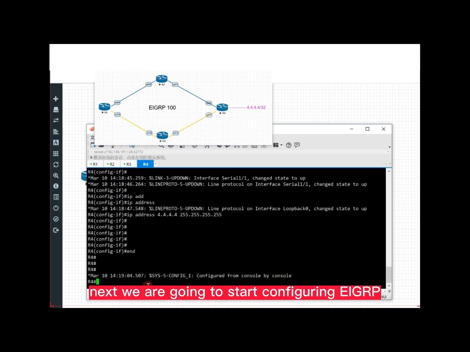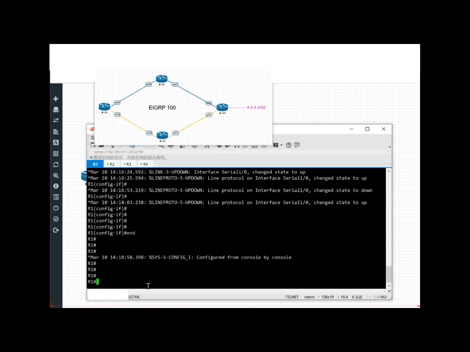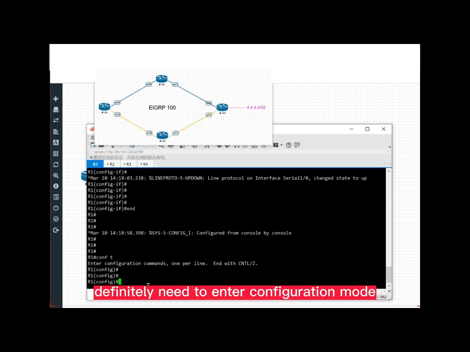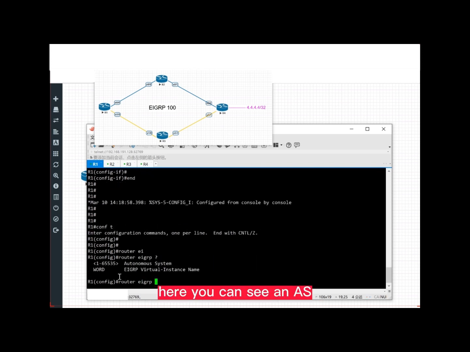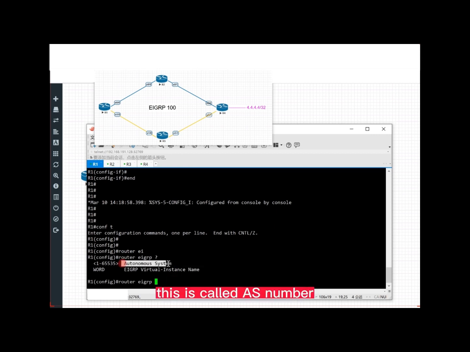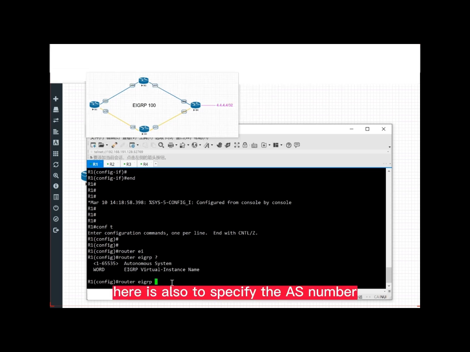Next we are going to start configuring EIGRP. Very simple. Let's first look at R1. If we want to configure, we definitely need to enter configuration mode. After entering configuration mode, we type router EIGRP here, then enter a question mark. Here you can see an AS, autonomous system. This is called the AS number. In EIGRP, here you also need to specify the AS number.